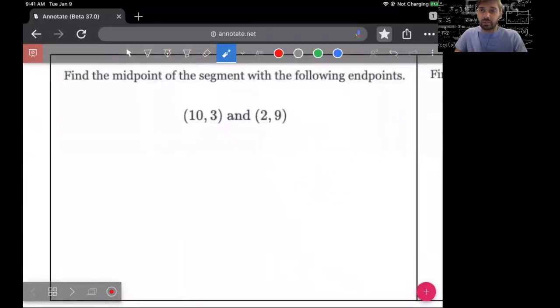In your assignment for today, you'll see some examples similar to this where you'll have to find the midpoint. So let's find the midpoint of the segment with these two endpoints. Let's say this is point A and point B. And just real quick, I'm going to sketch where these coordinates are approximately.